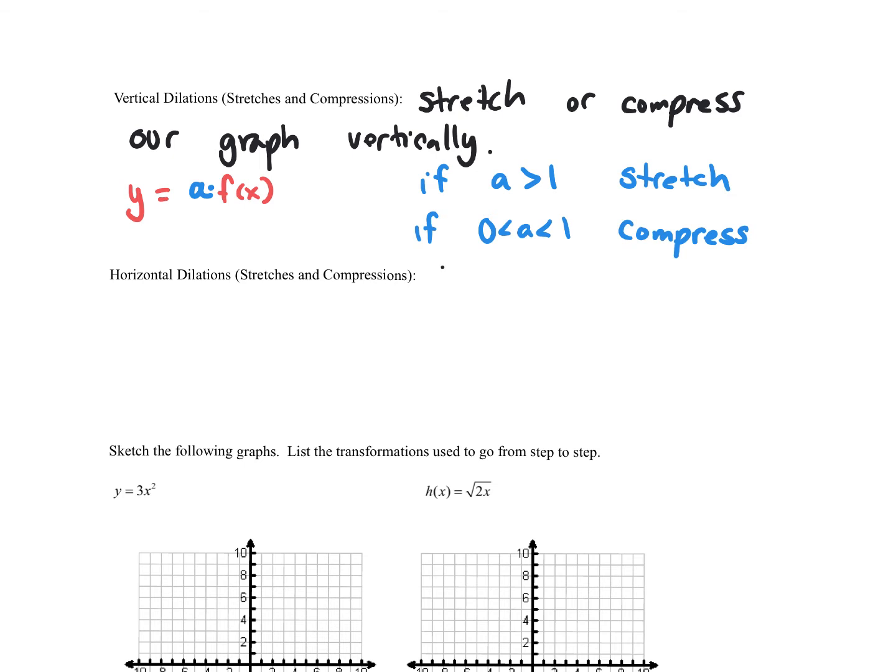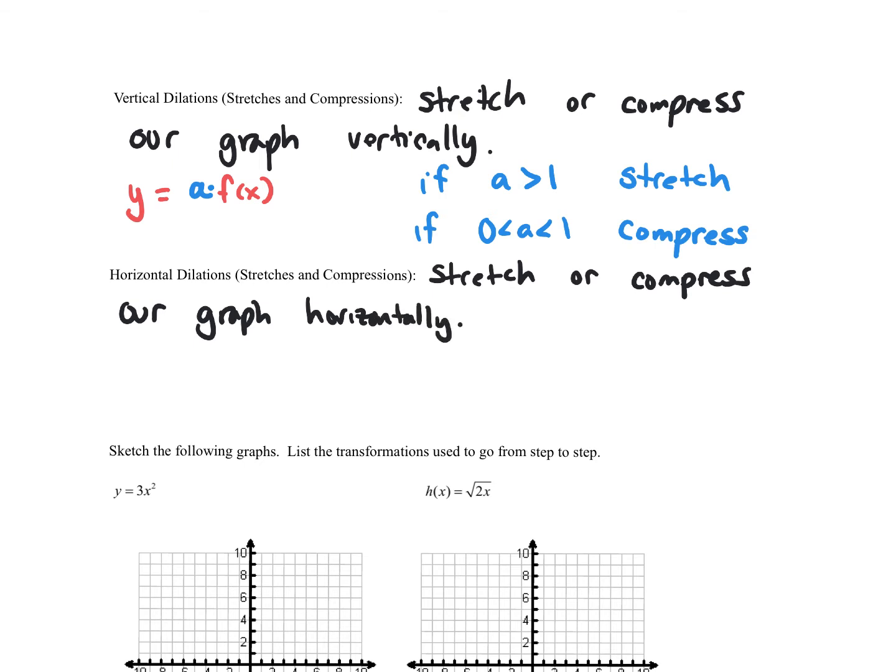And a horizontal dilation will do the same thing. We're going to stretch or compress our graph horizontally. Now the way we'll do this is we still have our function y equals f of x, but now I'm going to put a b in front of the x. Now, the vertical dilation is no problem. We're just going to multiply the y's by a. It's not a big deal.